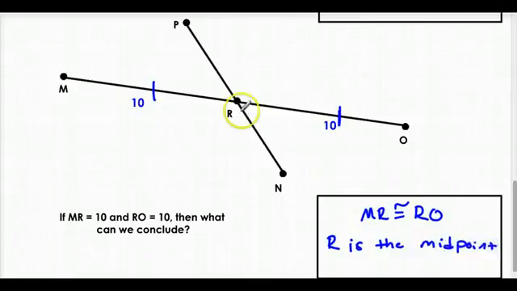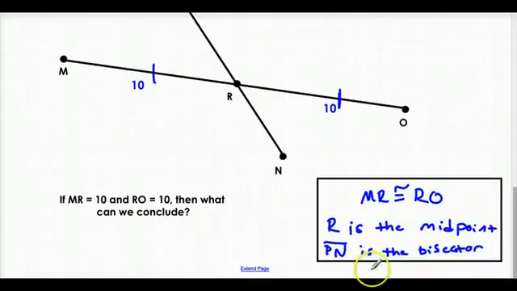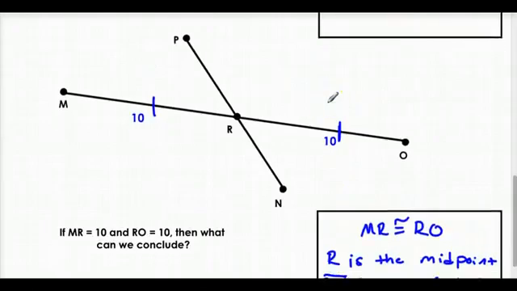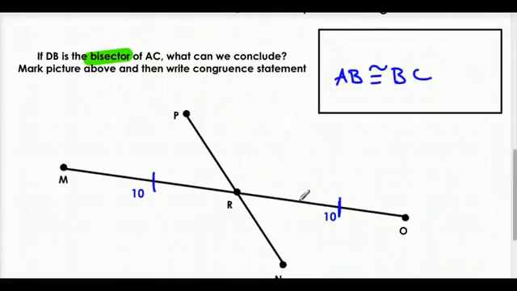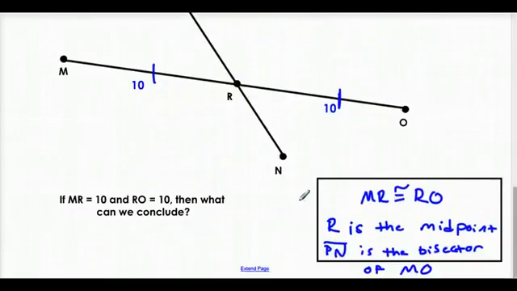R is the midpoint. And finally, since this line PN passes through R, which is the midpoint, we know that line segment PN is the bisector of MO. All right, so that's the conclusions you could reach there. One, we know that these are congruent because of the same length. R therefore must be the midpoint. And then PN must be the segment bisector because it passes through the midpoint, like our definition says. All right, guys, that's it for this lesson.